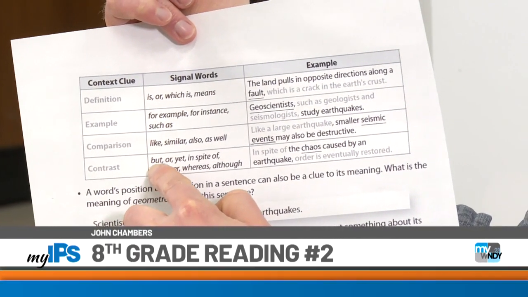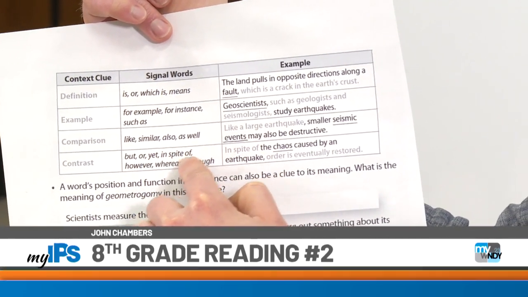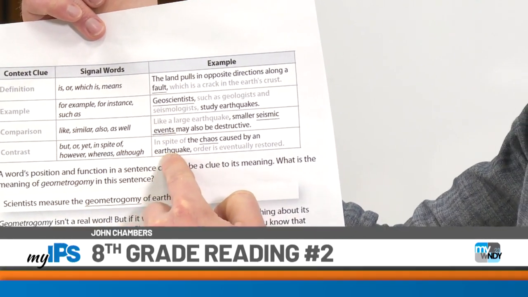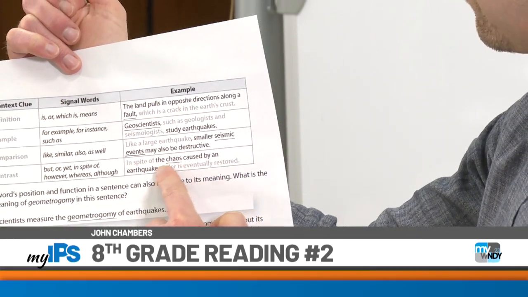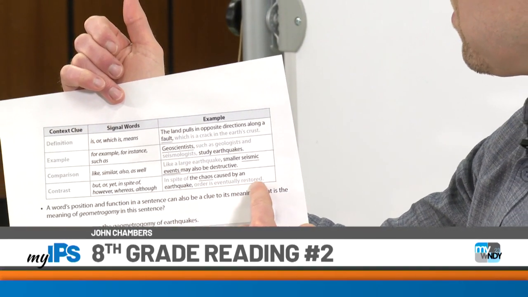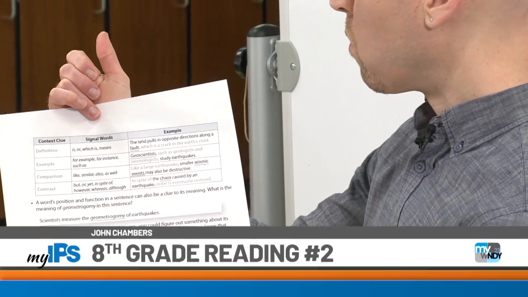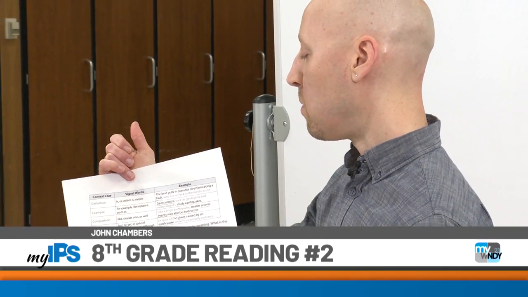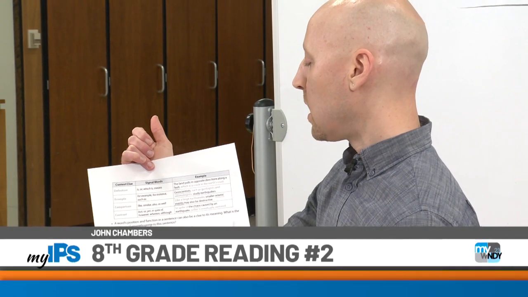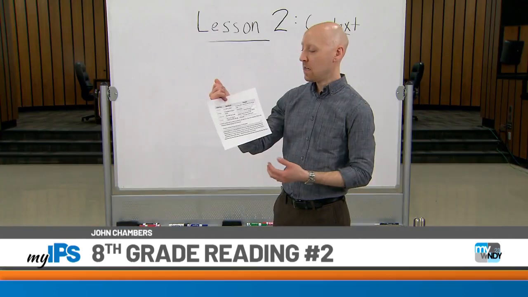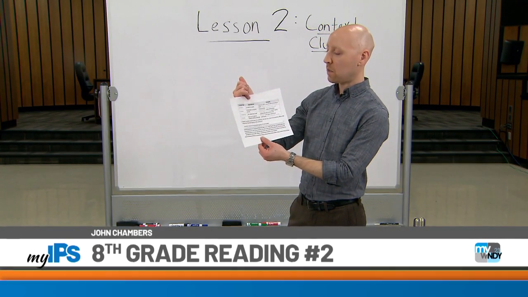Contrast, you might see words like but, or, yet, in spite of, however, whereas, although. So in spite of the chaos caused by an earthquake, order is eventually restored. So if you think about order, what's the opposite of that? What could chaos mean? If order means neat, clean, orderly, chaos then would probably be messy, right? Out of order. Something that's really kind of the result of an earthquake.